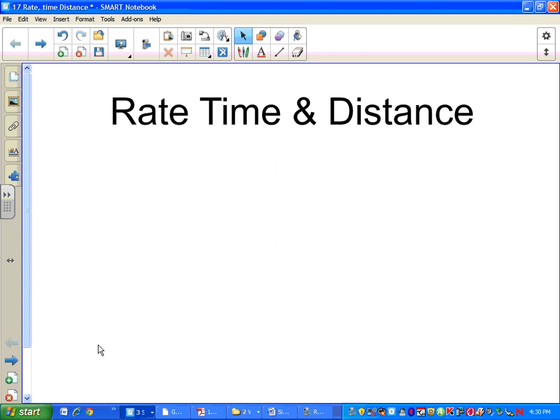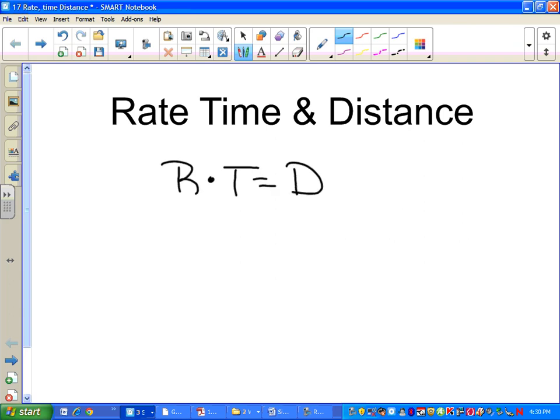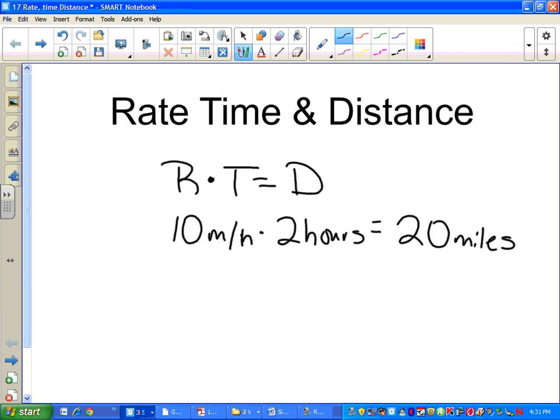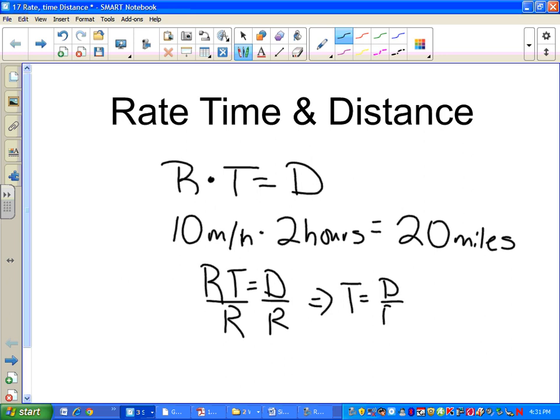This lesson, we're going to work on rate, time, and distance problems. You probably already know that the rate times the time you travel equals the distance traveled. So if I want to go 10 miles per hour, and I travel that for maybe 2 hours, I would actually get 20 miles down the road. Now, this, of course, is direct proportion and indirect. I could divide by the rate, and I'd have that time equals the distance divided by the rate.